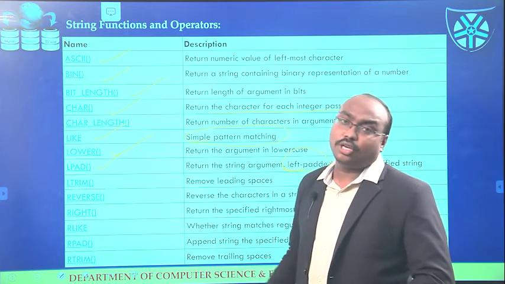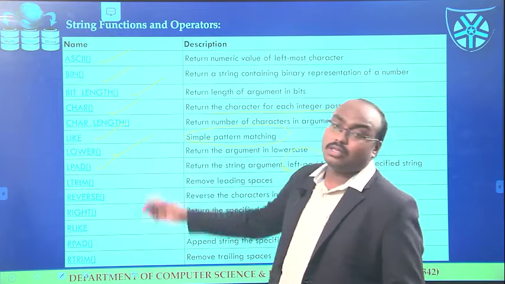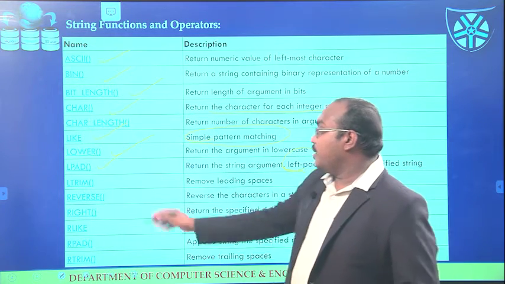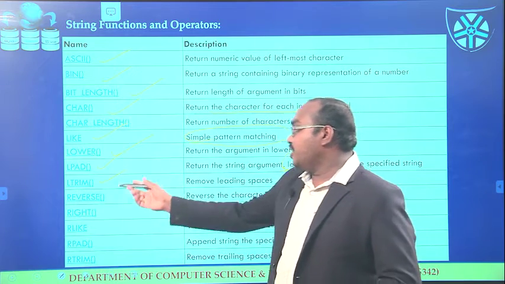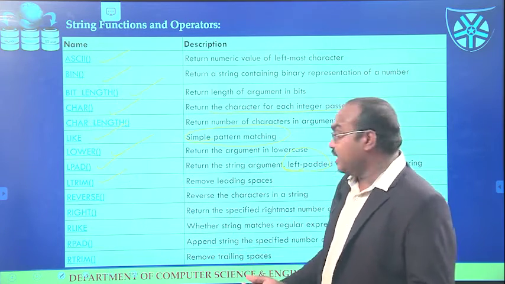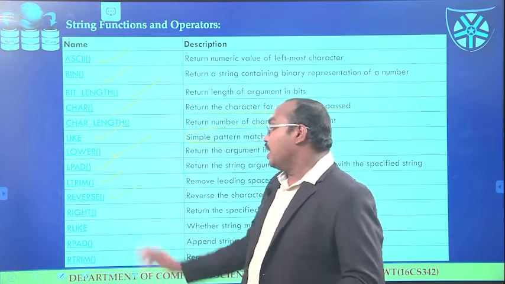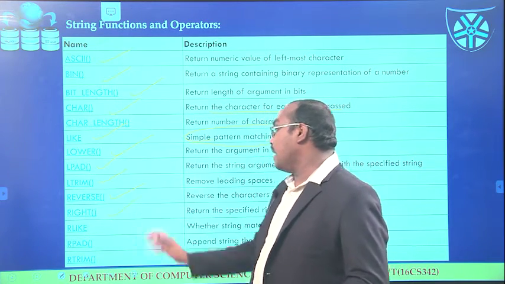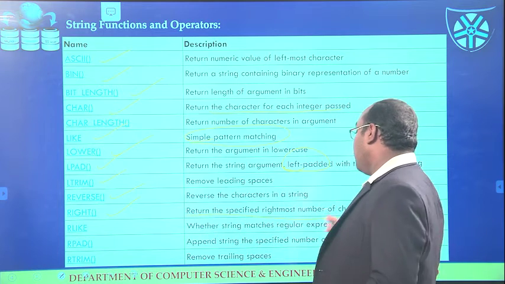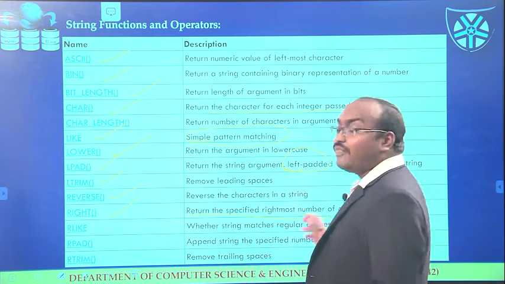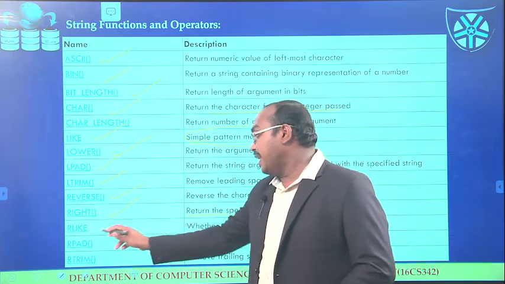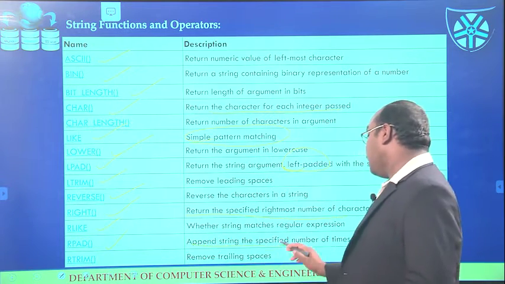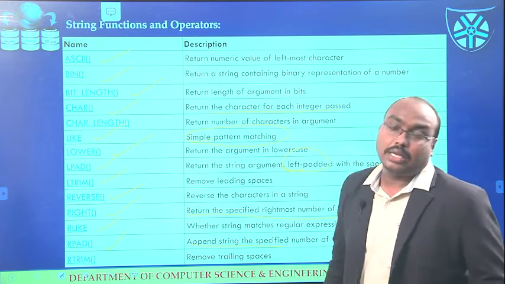In the next slide, I will show you practically how to perform these. These are all the functions. And the next one, LTrim function. This function will remove all the leading spaces from the left side. And the next one, reverse. The reverse function will reverse all the characters. And the next one, right. It will return the specified rightmost number of characters. And the next one, RLIKE and RPAD. The RPAD function will append the strings shifted from the right side.